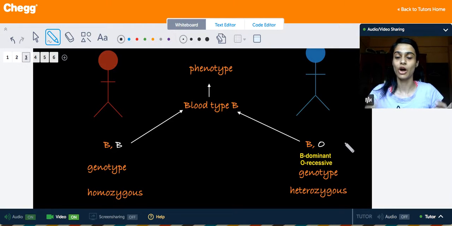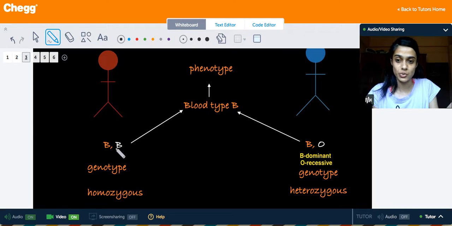The different combinations of the alleles that a person has inherited from his or her parents is known as a genotype. And then, based on the genotype, you get the outcome or the physical outward manifestation of that genotype, which is called a phenotype. In this case, the phenotype is going to be what blood group the person is.